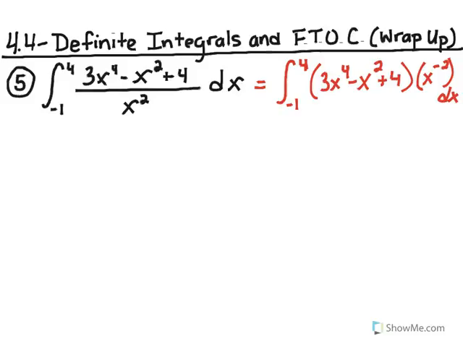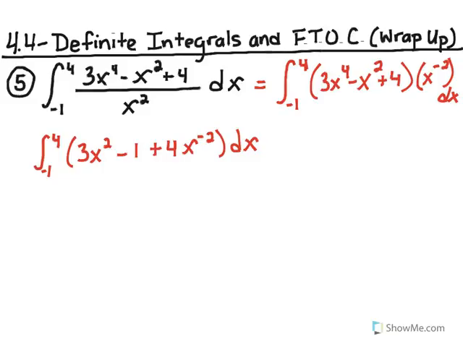Alright, and then we're going to distribute in the x to the -2. So now we have the antiderivative from -1 to 4 of 3x squared minus 1 plus 4x to the -2. Be careful with that x squared times x to the -2. That's x to the 0, which is 1. It does not disappear altogether.